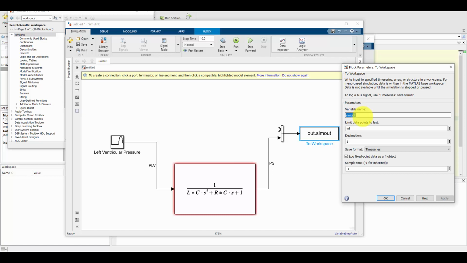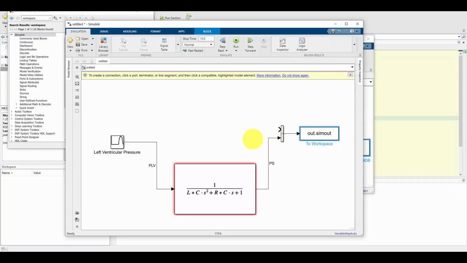And I can give this a name. So it is going to be called SimOut. Whatever I name it here is what it's going to be named in MATLAB when we run our transfer function, or when we run our Simulink in general. So I'll call it SimOut.